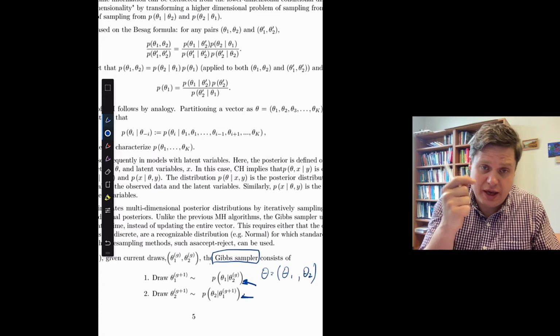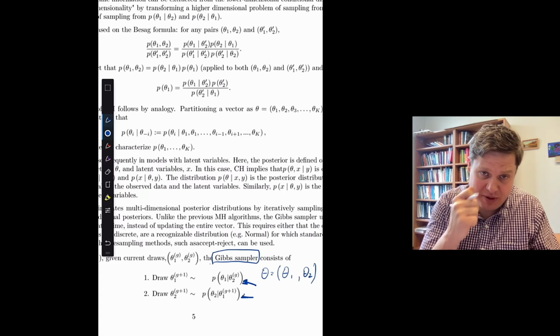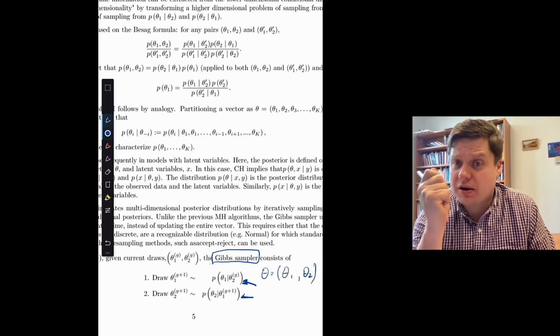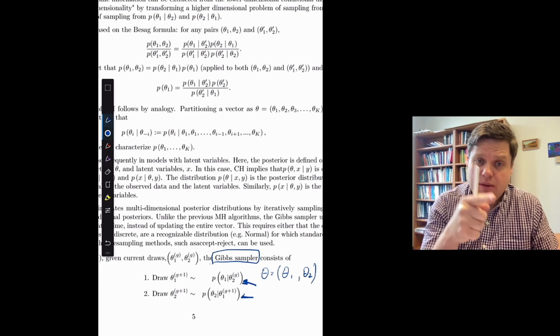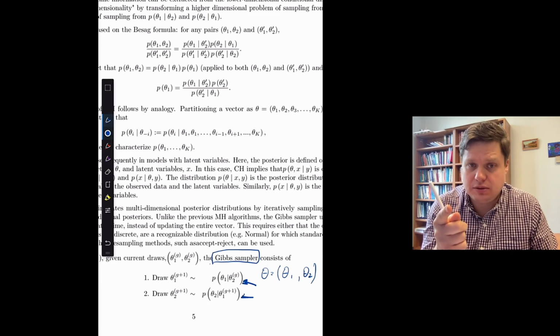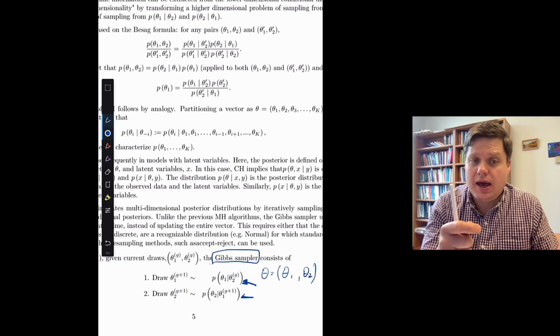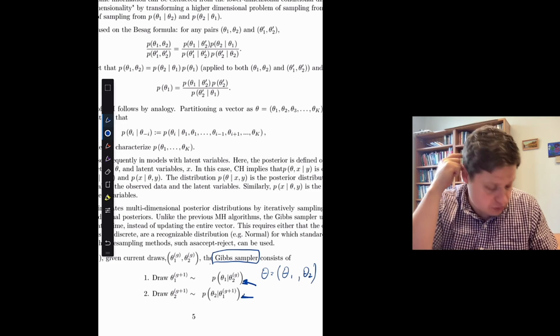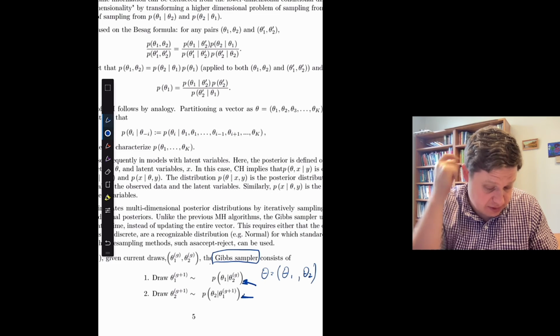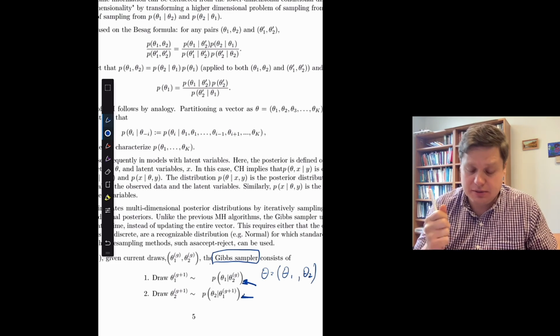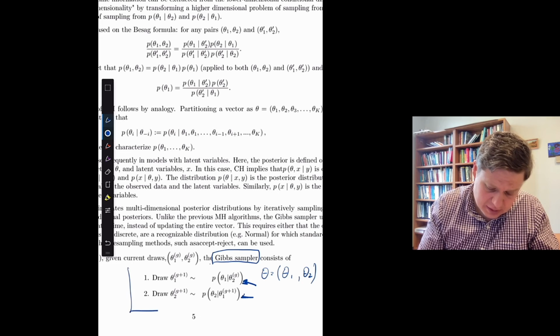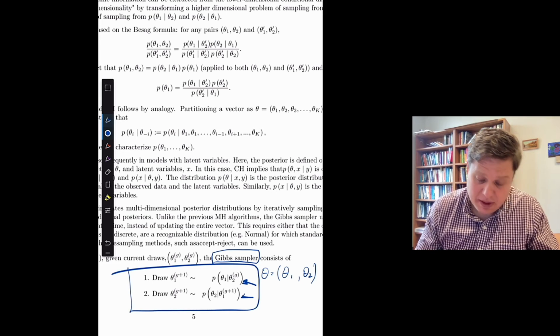You take some current value of your parameter theta, then you take the second part of it, theta 2g, and you sample theta 1 conditional on theta 2g. Then in the next step of the Gibbs sampler, you sample theta 2 given theta 1 g plus 1. If you keep doing this long enough, again, you'll generate a sample from the target distribution. Again, we're not going to go through the details of proving that, but this procedure works.